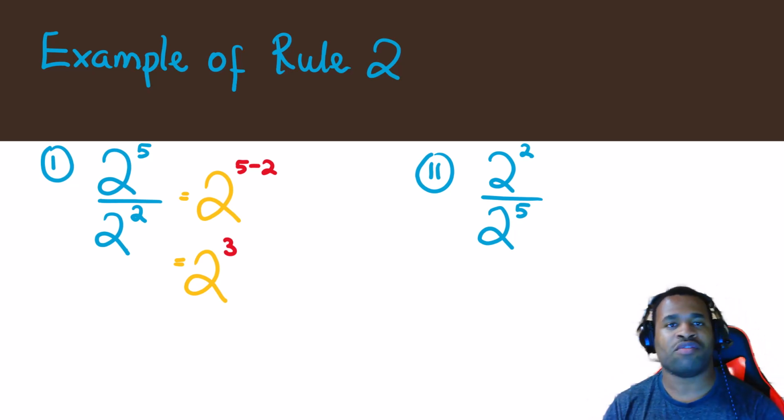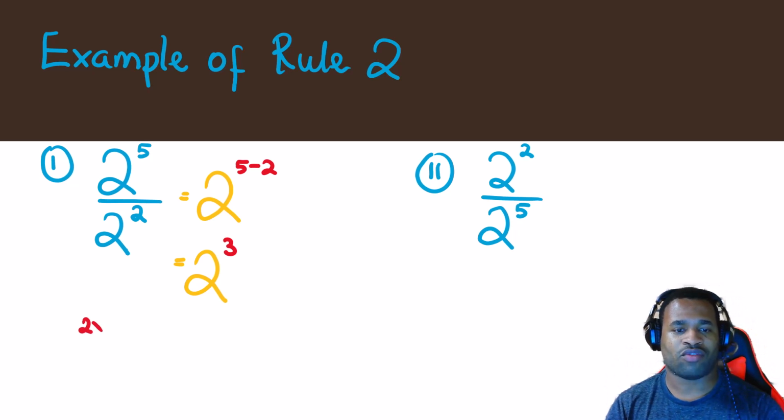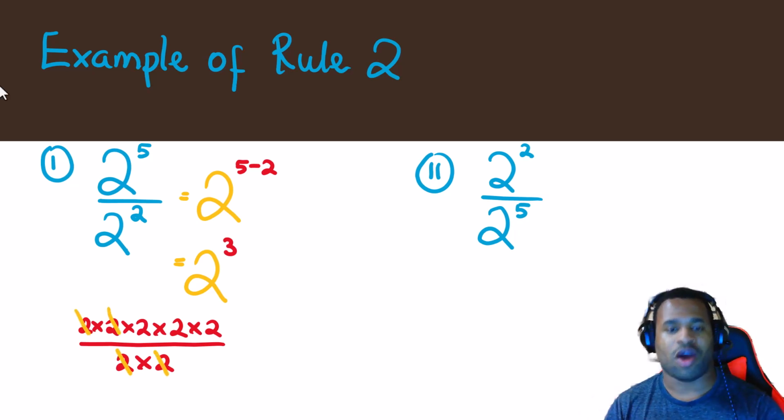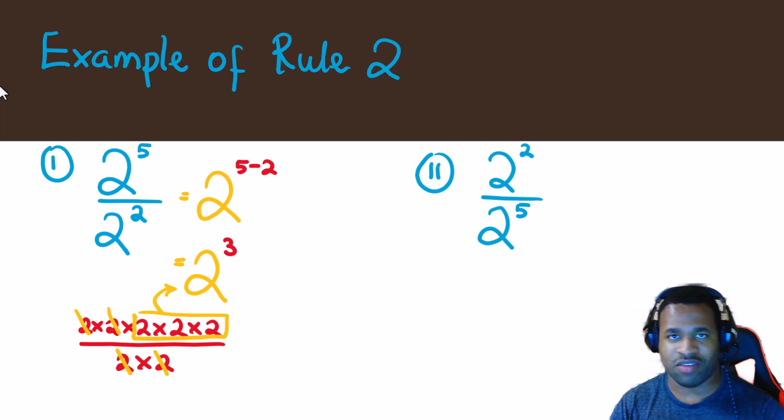Now this can be proven, of course, by showing it in expanded form, where we have 2 times 2 times 2 times 2, and we have one more 2 here, which is 5 2's, and below we have 2 times 2. But what results now is that we are eliminating 2 2's at the top, at the numerator, and we're left with this here, which is equal to what we have here.